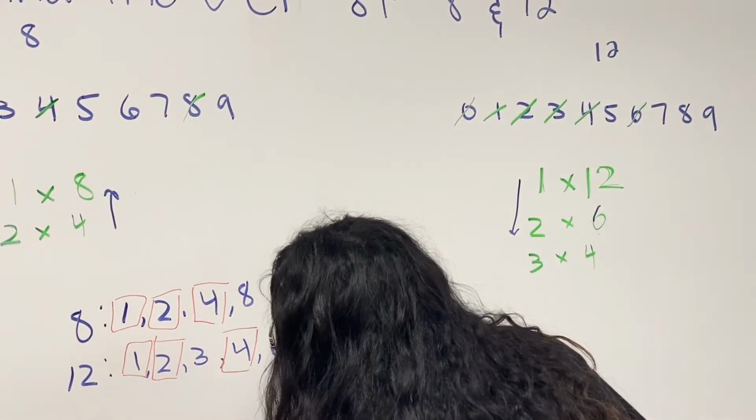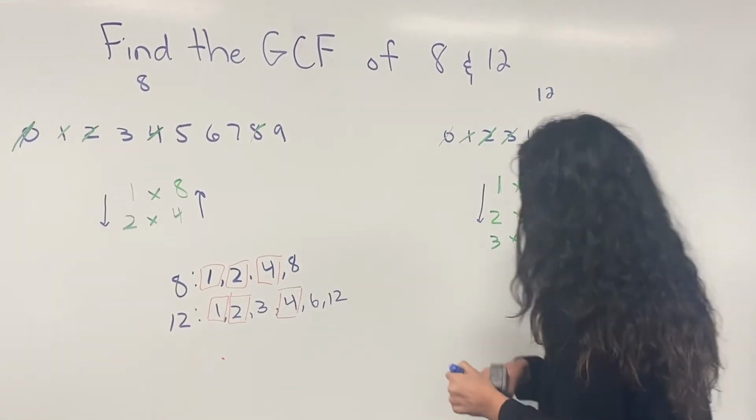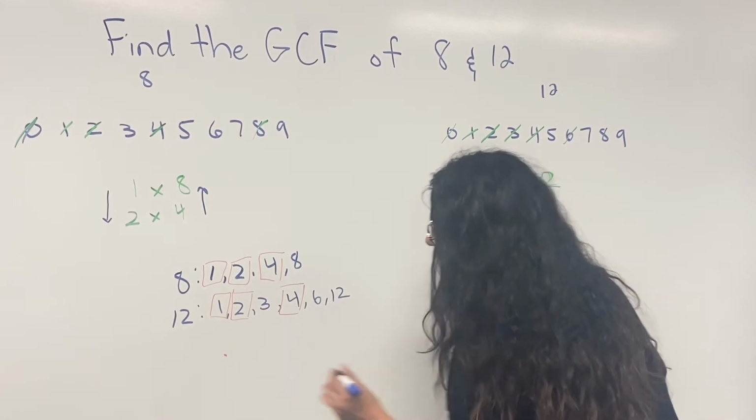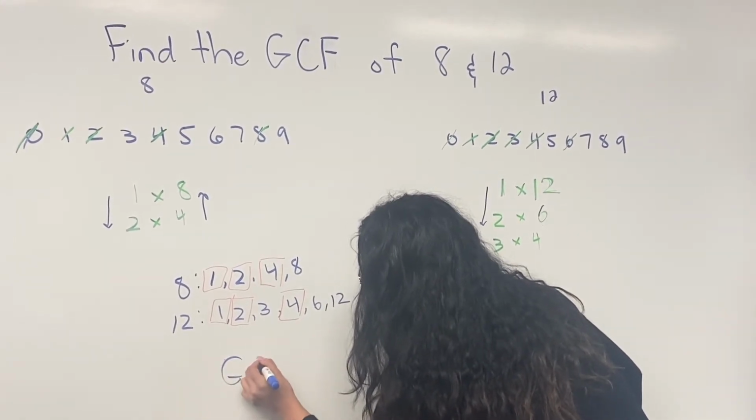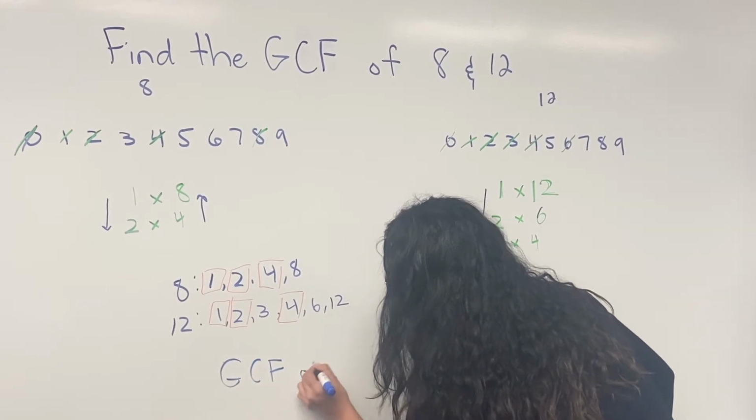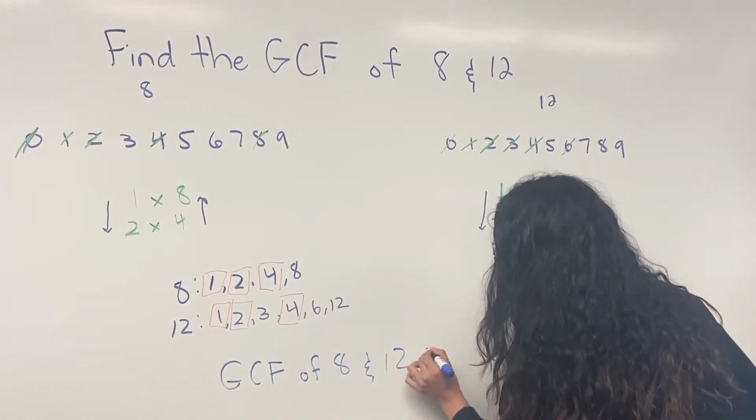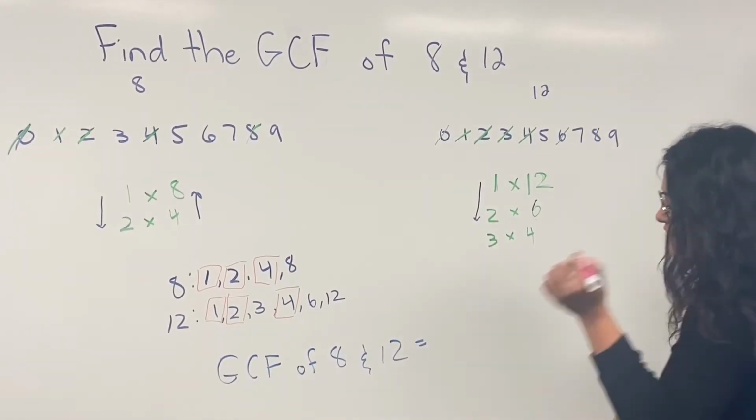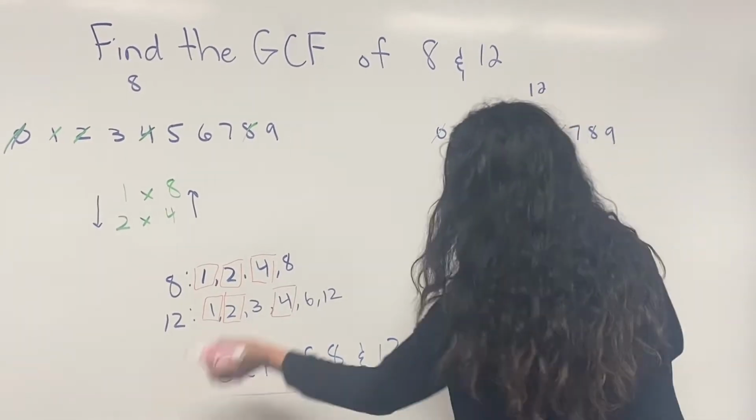So I'm going to put a different color. And we're going to use pink. Greatest common factor of 8 and 12 equals. And we're using pink because we don't have red. So you can use whatever colors you have. Improvise. 4. There's my answer.